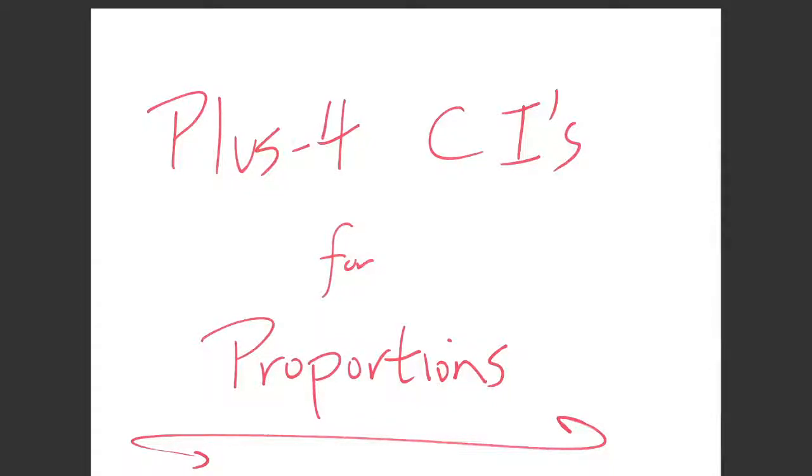Welcome back to Statistics. It's Wednesday, April 22nd, and today we're going to talk about the last major topic in our course, +4 confidence intervals for proportions.